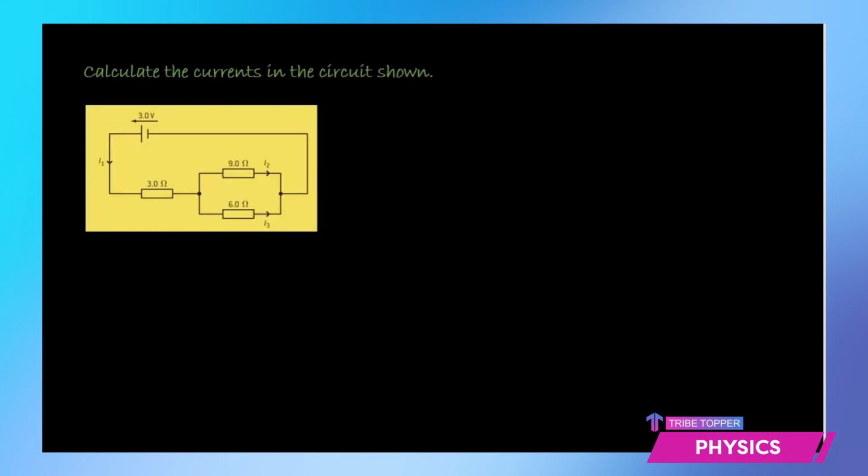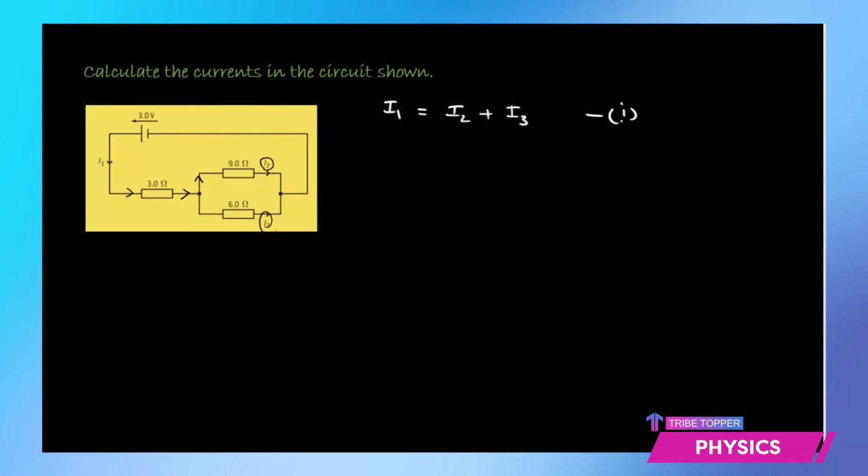Okay, so let's have a look at this question. Calculate the currents in the circuit shown. We are going to use Kirchhoff's first and second laws both. First of all, let's apply Kirchhoff's first law, because the current I1 that is entering and passing through the 3 ohm resistor goes here and splits up into I2 and I3. So we apply the equation I1 is equal to I2 plus I3, as per Kirchhoff's first law.